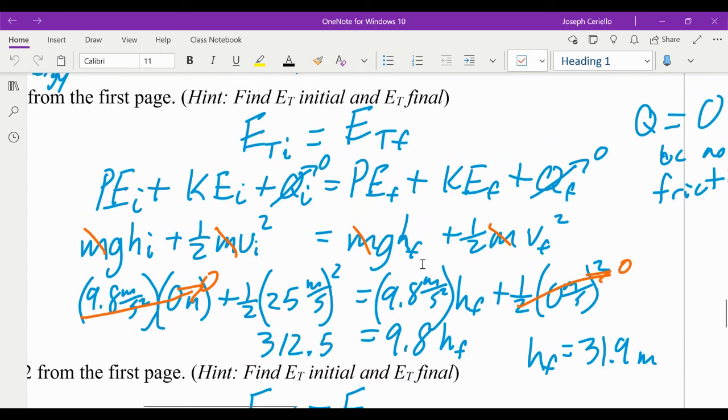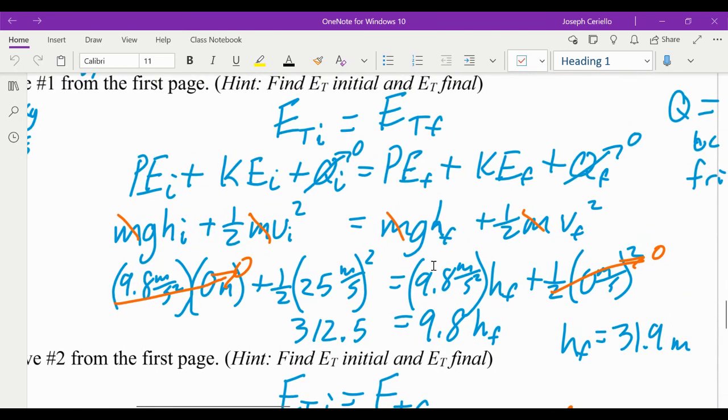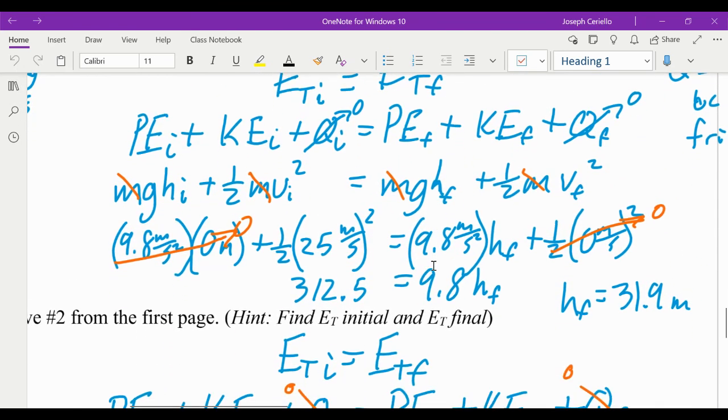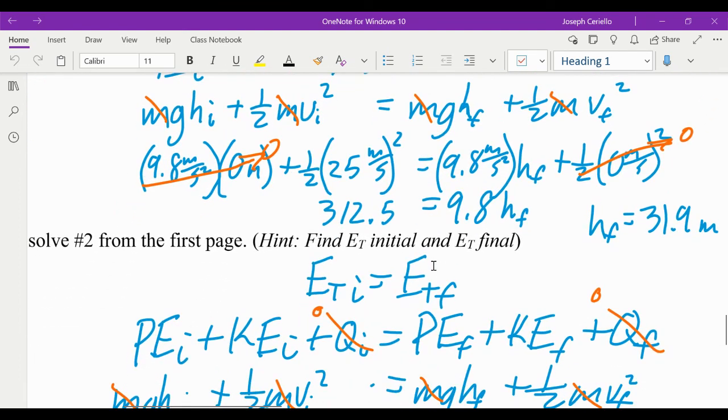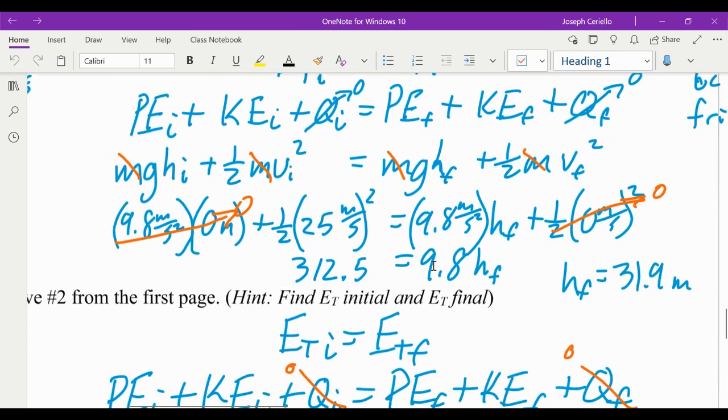Hopefully you see the squareds and the 9.8s. So you can kind of see, and if you'd like to, we can talk about why they are actually sort of the same equation, this one and the one we used earlier. But it just goes to show you that all this stuff comes from the same basic principles.